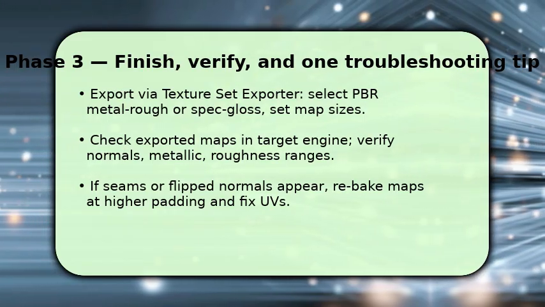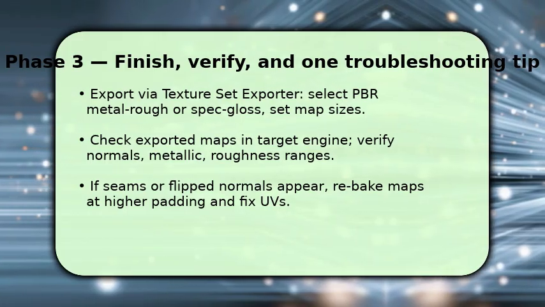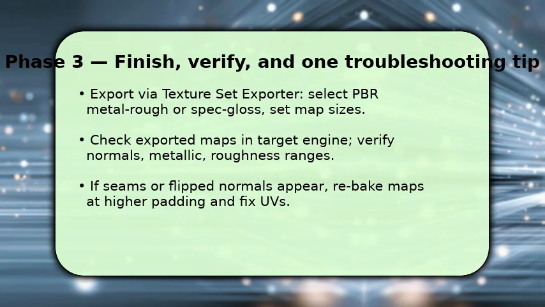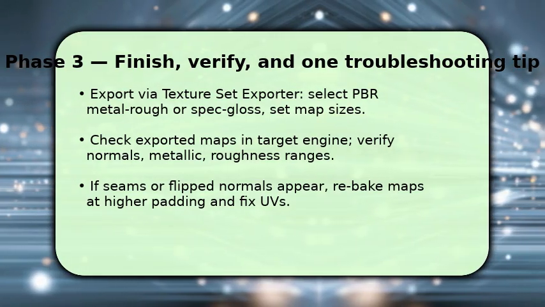If you encounter seams or flipped normals, rebake maps with increased padding and correct the UV seams. This single troubleshooting step resolves most final output issues and prevents lighting artifacts.